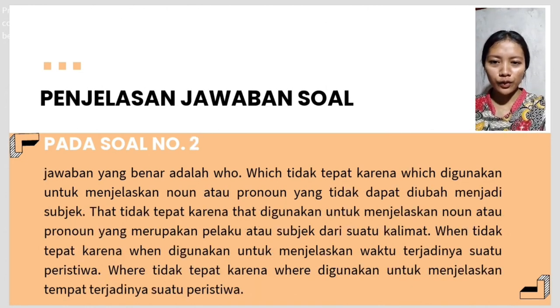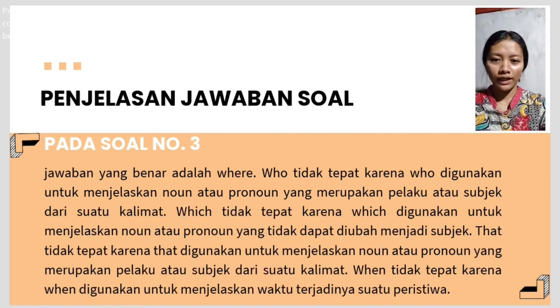In question number 2, the correct answer is who. Which is not appropriate because which is assigned to describe a noun or pronoun that cannot be changed into a subject. That is not appropriate because that is assigned to describe a noun or pronoun that is the doer or subject of a sentence. When is not appropriate because when is assigned to describe the time of an event. Where is not appropriate because where is assigned to explain where an event occurred.